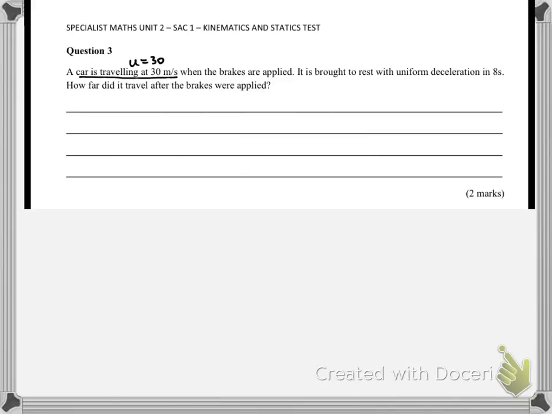Okay, so how do we approach this? Well, first off, let's identify some important information. The car is traveling at 30 meters per second, so that's its initial velocity before it starts to decelerate. Okay, so u is going to equal 30. And then we've got a uniform deceleration, so that means the acceleration a is less than 0, and it's uniform, which means constant. That's important because that's our key word there, uniform, meaning constant. We're going to use our SUVAT formulas.